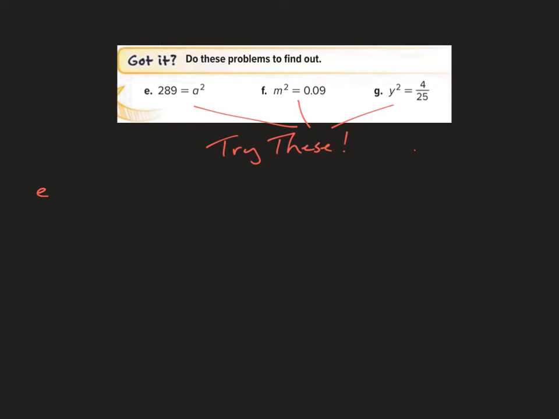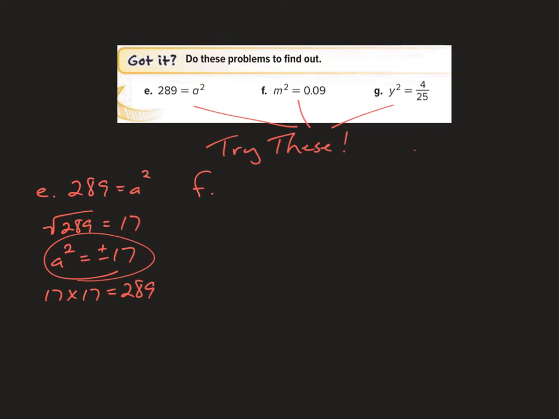So for problem E, we have 289 equals a squared. To find our answer, we take the square root of 289, which I know is 17. So therefore, a equals plus or minus 17. And I can solidify this because I know that 17 times 17 is equal to 289.